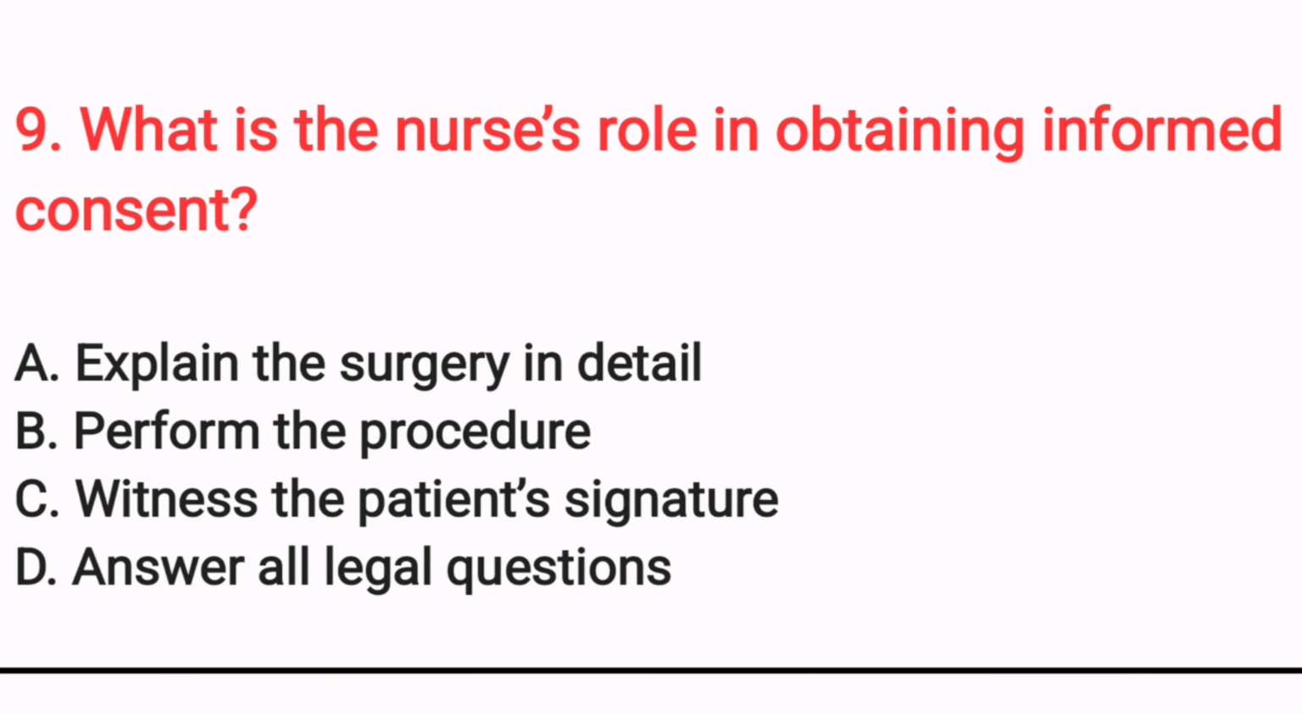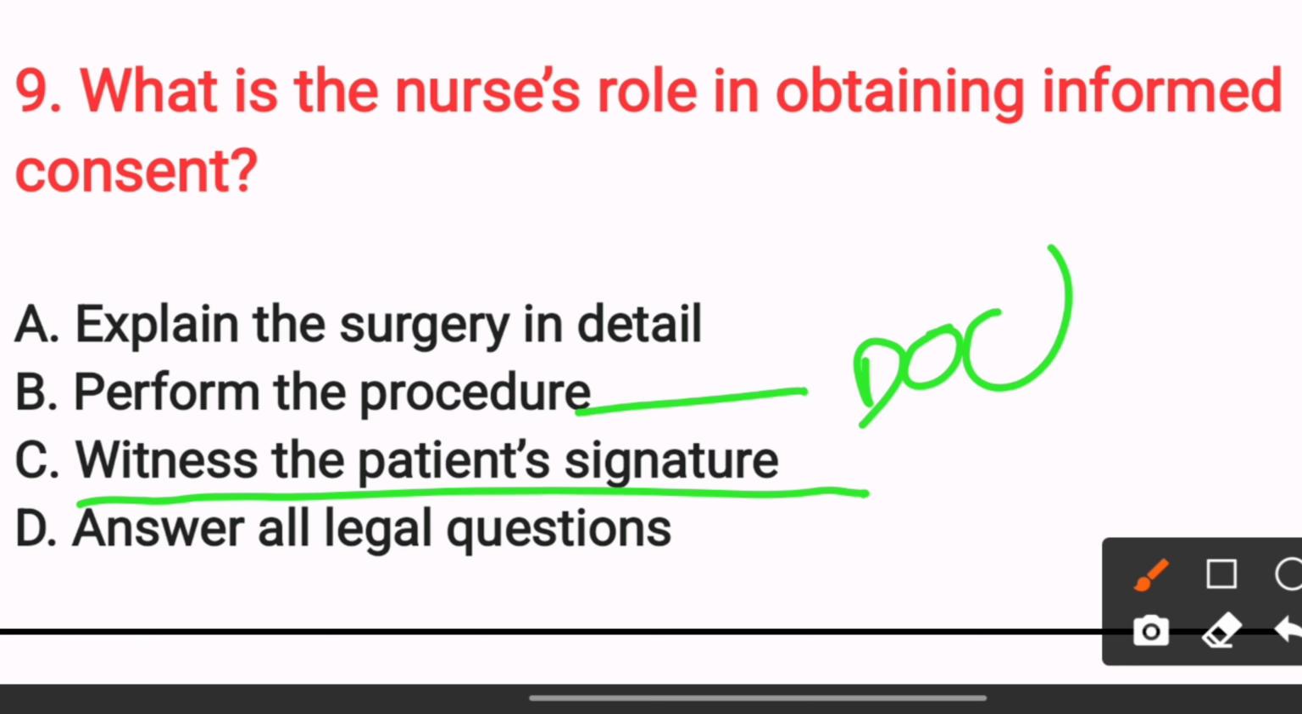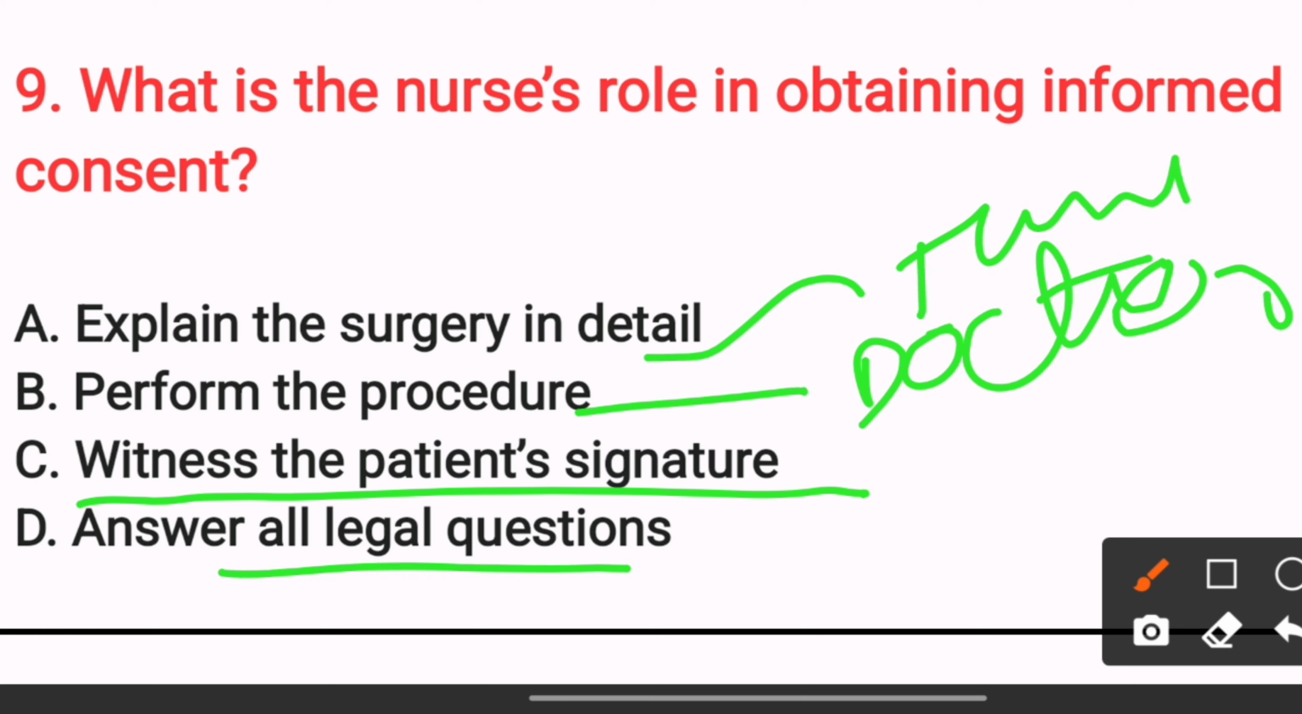Next, what is the nurse's role in obtaining informed consent? Option A, explain the surgery in detail. Option B, perform the procedure. Option C, witness the patient's signature. Option D, answer all the legal questions. The answer is option C, witness the patient's signature. The doctor performs the procedure. The junior doctor explains the surgery in detail, and answering all the legal questions is not the nurse's role. The answer is option C.